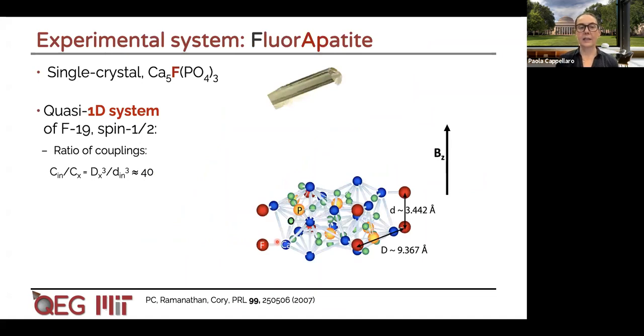We did the experiments for the prethermalization in a different system, which is fluorapatite. I don't want to say too much about this system. It's just that I really like it. It has a hexagonal cell structure where the fluorine spins are much closer to each other in the vertical c direction than in the transverse direction.